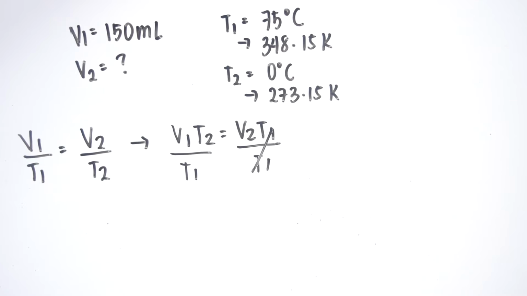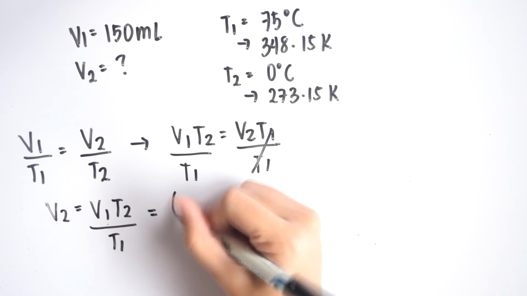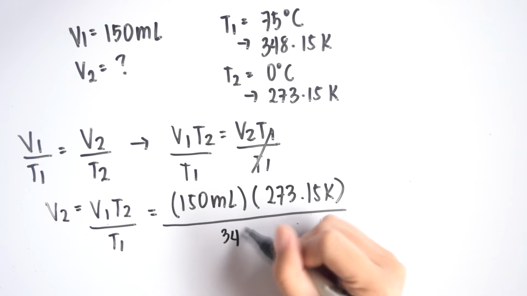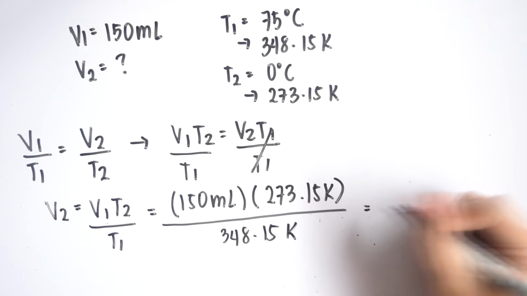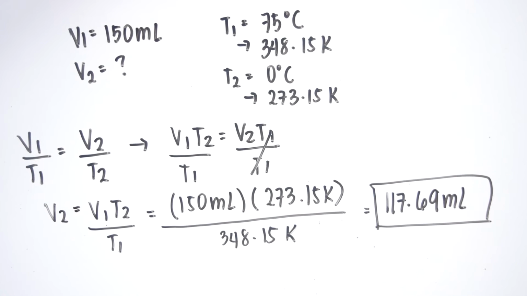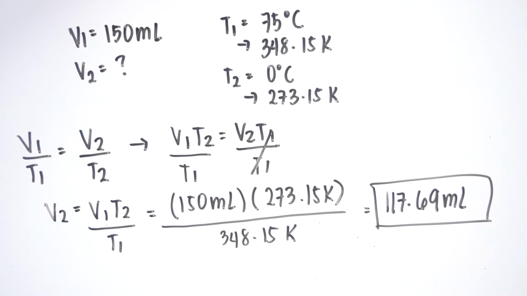The formula for Charles' law is initial volume over initial temperature is equal to the final volume over final temperature. We will manipulate our formula and isolate our final volume by cross-multiplying and dividing both sides by T1 to be able to get the formula for our final volume, which is V1 times T2 over T1. We're just going to substitute the given to our formula, so we'll have 150 ml for our initial volume times our final temperature, which is 273.15 Kelvin, all over our initial temperature, which is 348.15 Kelvin. So the final answer should be 117.69 ml.